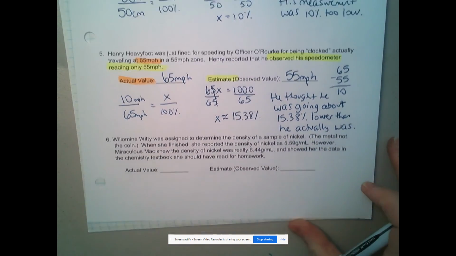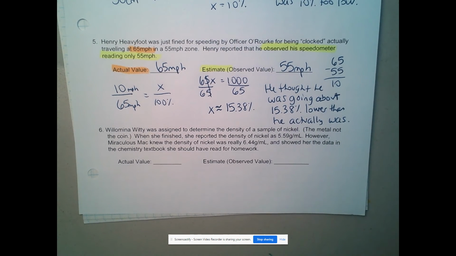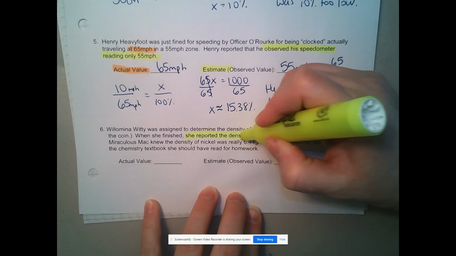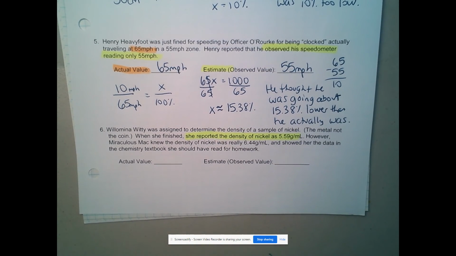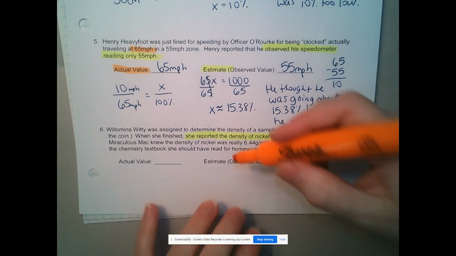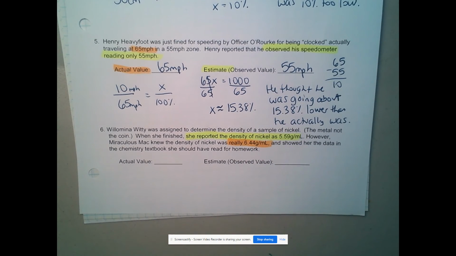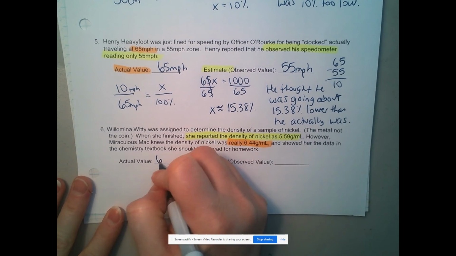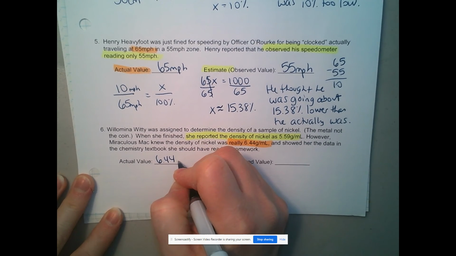Last but not least, Wilhelmina Whitty was assigned to determine the density of a sample of nickel, the metal, not the coin. When she finished, she reported the density of nickel as 5.59 grams per milliliter. So that's her report. However, Miraculous Mac knew the density of nickel was really 6.44 grams per milliliter and showed her the data in the chemistry textbook she could have read for homework. So when we're looking for things like actual values, we use things like textbooks. So 6.44 grams per milliliter.